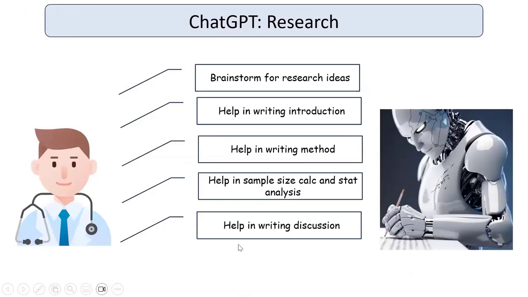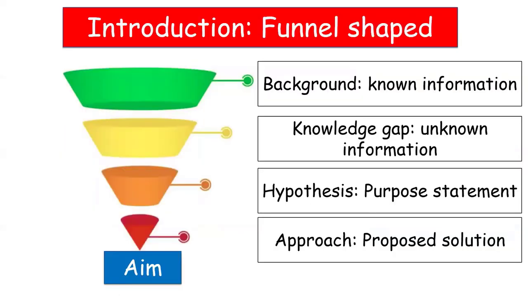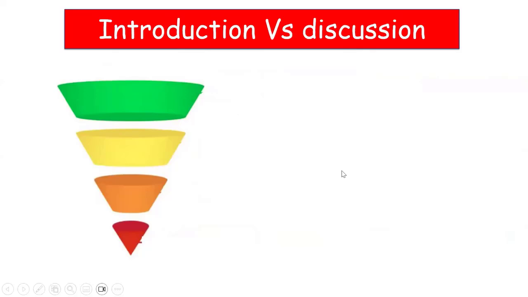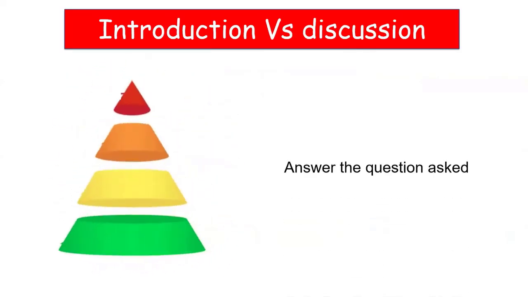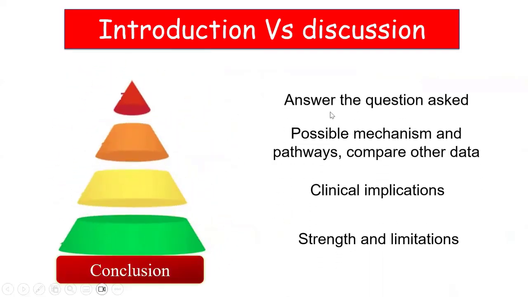Lastly, we need ChatGPT to help in writing the discussion. To write the discussion, we need to understand its structure, as we mentioned for the introduction. We said that before: the introduction is a funnel shape to show what the known information is, what the knowledge gap is, and what the hypothesis and aim of the study are. The introduction is typically the reverse of the discussion. We start by answering the research question, then possible mechanism and pathway, and comparing with other data.